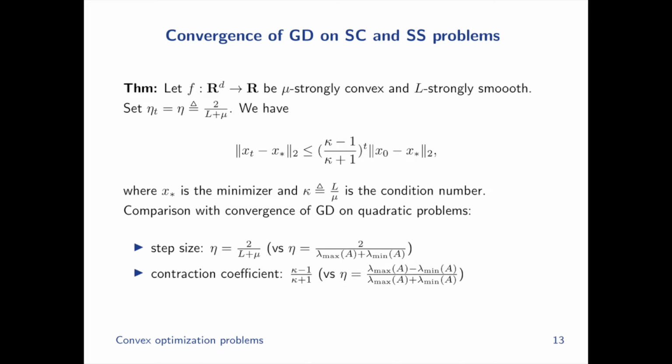And we're going to start simple. We're going to use a constant step length. This is perhaps not the most practical choice of step length, because the step length is going to depend on the strong convexity and strong smoothness parameters, mu and L. But what we'll see is that you get almost exactly the same result as in the quadratic case. The only difference is that you have to define the condition number slightly differently.